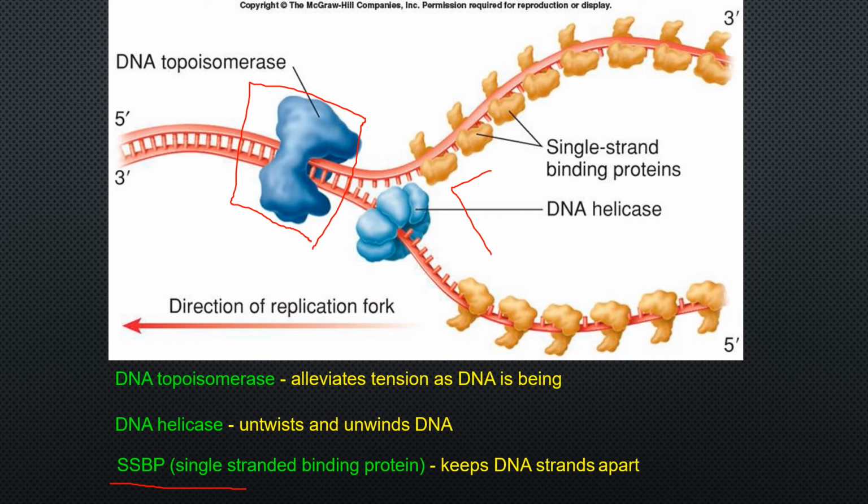Now, to make sure that it stays open and stabilizes, so that the DNA doesn't go back into its helical form, there are these single-stranded binding proteins that get put all along the way. And the reason for that is because the helical shape is so much more stable than the unwound state. So the DNA would naturally want to go right back to the helices. However, these single-stranded binding proteins keep that site open so that replication can occur.